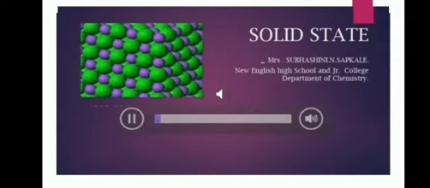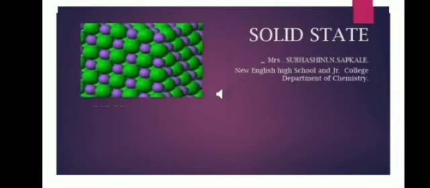Welcome back, students. In the last lecture we covered lattice and basis, unit cells and their types: simple cubic unit cell, body centered unit cell, face centered unit cell, and end centered or base centered unit cell. We also learned how to calculate the number of atoms present in the various types of unit cell. We also studied the 7 crystal systems and 14 Bravais lattices.